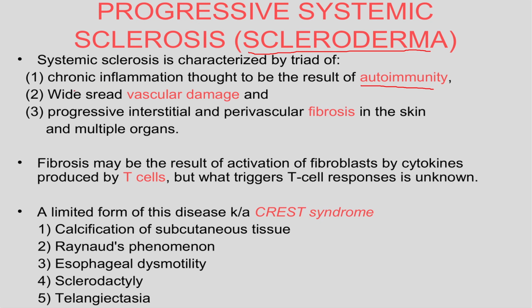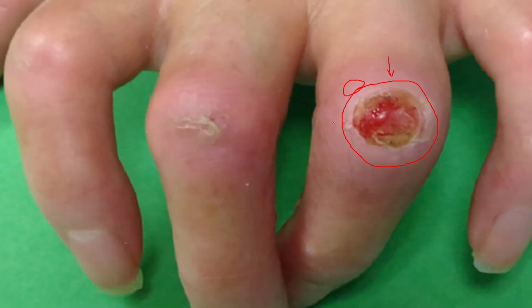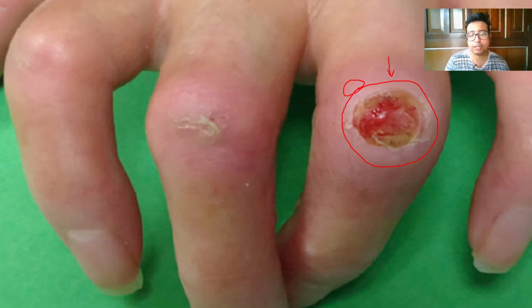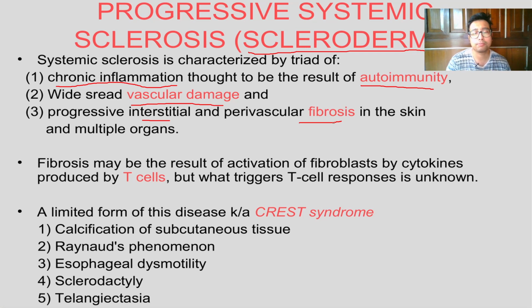Very important. Inflammation all over the body, along with widespread vascular damage. Vascular damage will lead to progressive fibrosis in various organs, and the main thing, due to impaired vascular supply, will be a defect in wound healing. Okay, you understand my point? So wound healing will be extremely defective, and this type of ulcer will again occur in scleroderma.